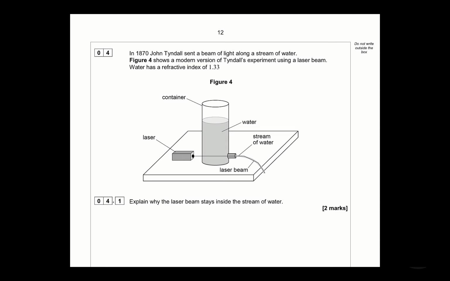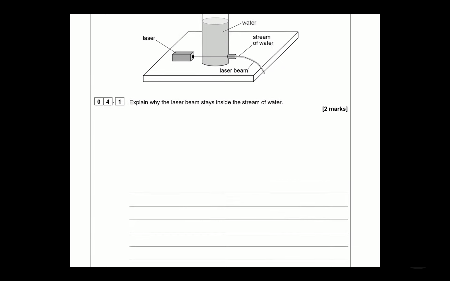Here we've got a set up. John Tyndall sent a beam of light along a stream of water. So we've got a column of water with a laser beam going through it and a stream coming out of it. I'm pretty sure I did this demo. I love doing this demo. I think it's just so cool to be able to pour light like this. So the question is saying explain why the laser beam stays in the stream of water.